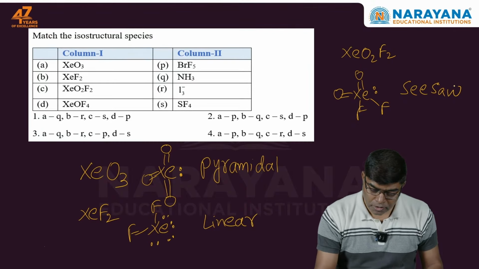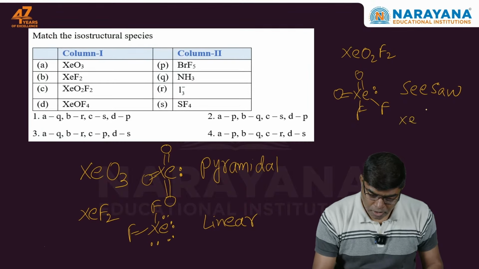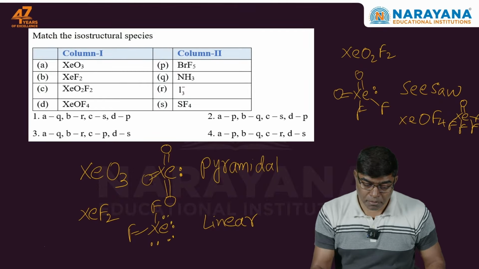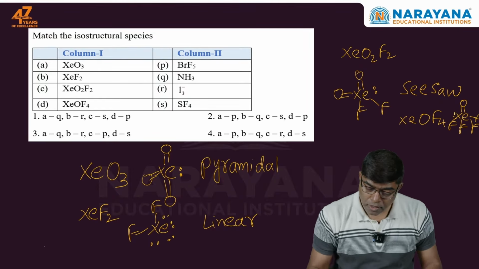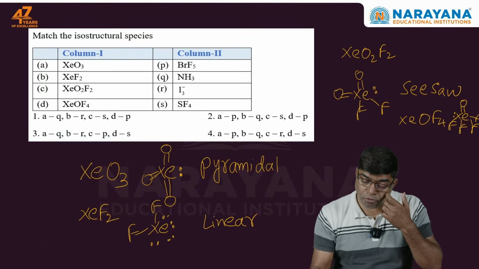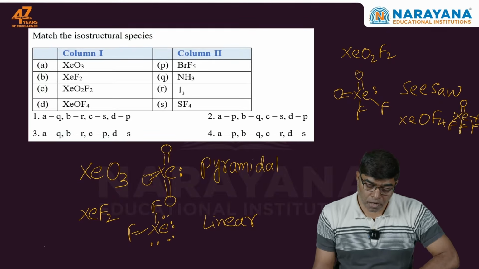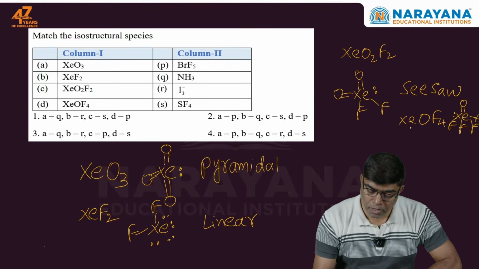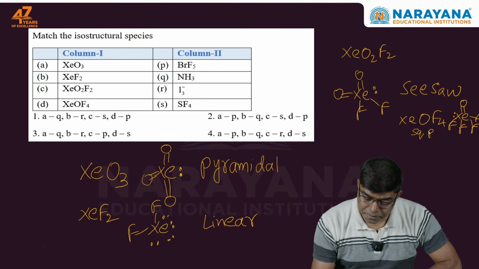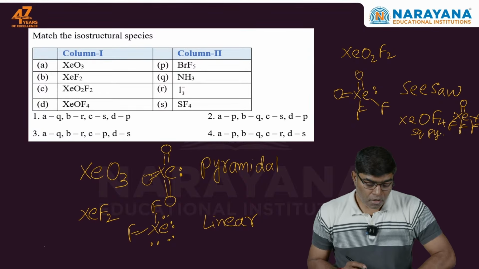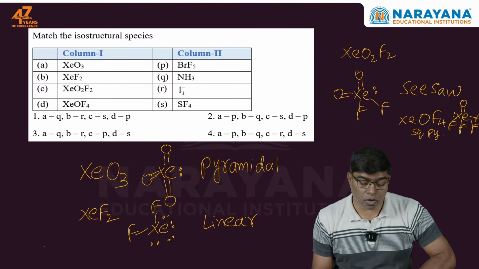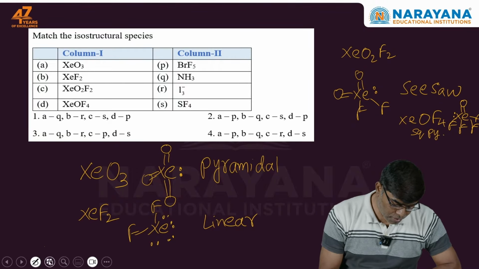And next is XeOF4, and this has to be Xe double bond O, fluorine, and fluorine, and obviously there must be 1 lone pair still on this, which means it has to be 4 plus 1, 5 sigma and 1 lone pair, and thus its shape must be square pyramidal. Okay, now coming to the next column, column 2, let me just take some space.